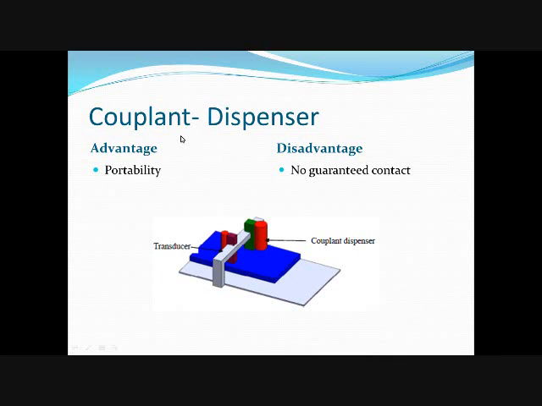A big advantage of the next concept, the dispenser, would be the portability. If, say, a mobile platform were used, this kind of dispenser could be used on that mobile platform, and no gigantic bath would be needed to place the test piece inside. But the big disadvantage would be no guaranteed contact. A lot of work would have to be done to assure a guaranteed contact between the transducer and the test piece.